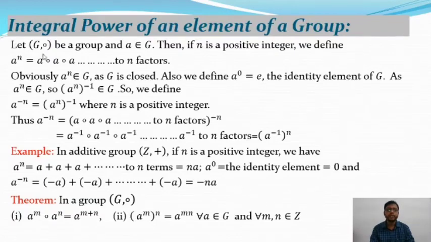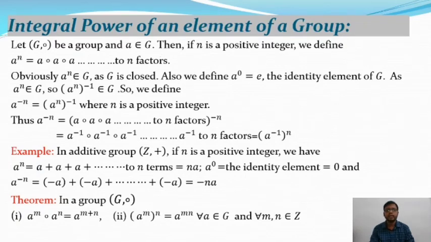Let (G, composition) be a group and a be an element in G. You know that G is a non-empty set, and G with composition satisfies four properties, which I have already mentioned in the previous class: the closure property, associative property, identity property, and inverse property. If G with composition satisfies these four properties, then we say it is a group, where G is a non-empty set. So let (G, composition) be a group and a be an element in G.